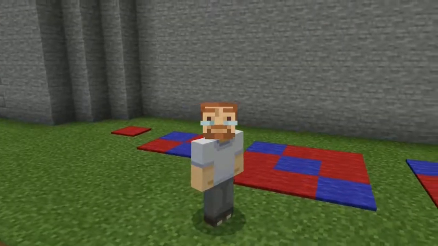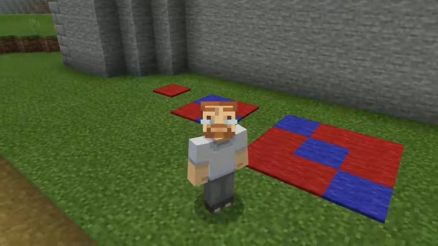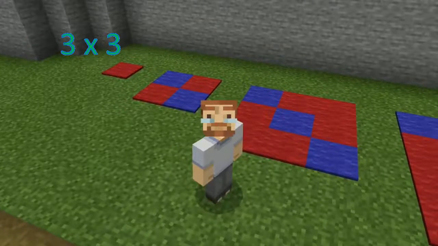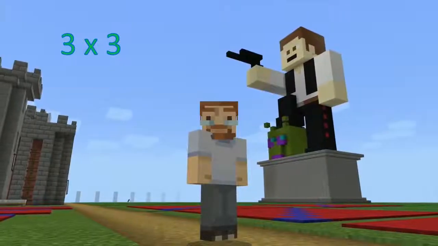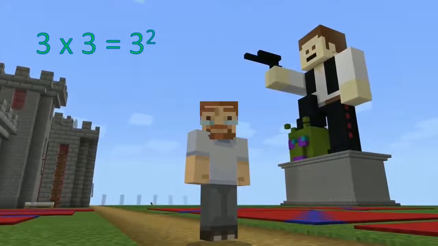Let's look at this 3x3 square. You know the area of a square is base times height, right? The math is 3 times 3. One big concept is that your teachers are wanting you to switch it up and use exponents. So that would mean that the math would look like this.